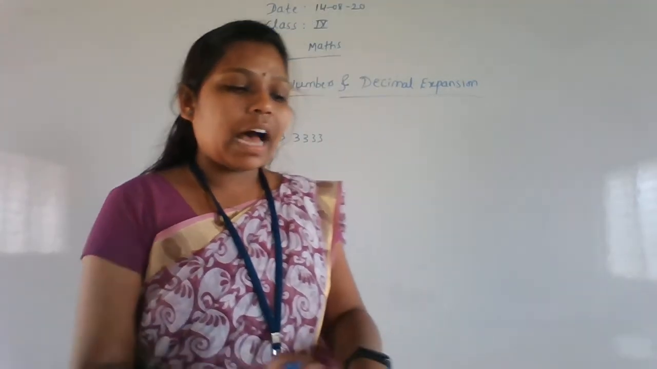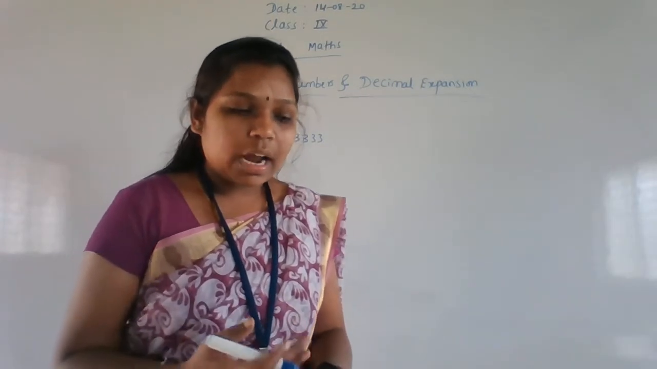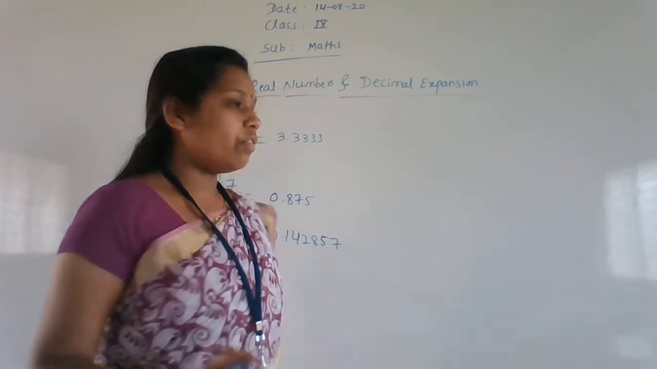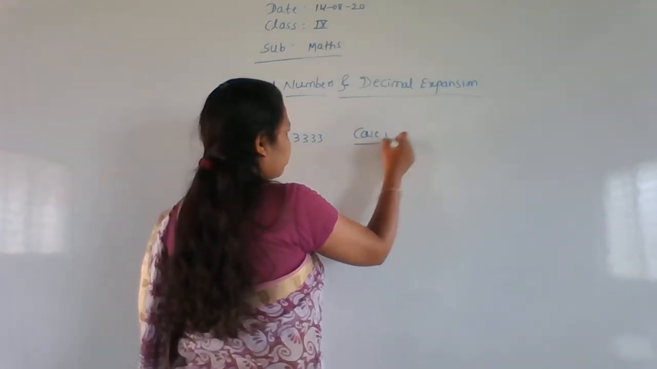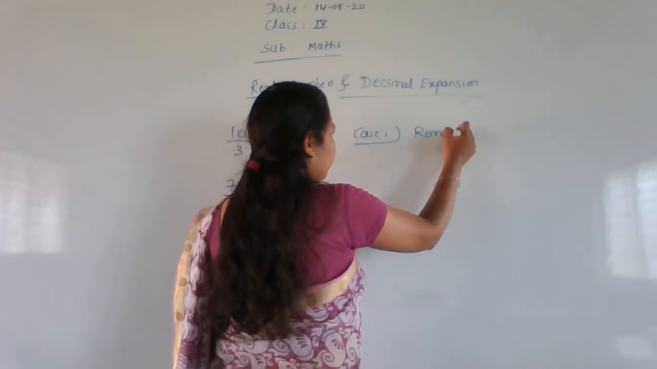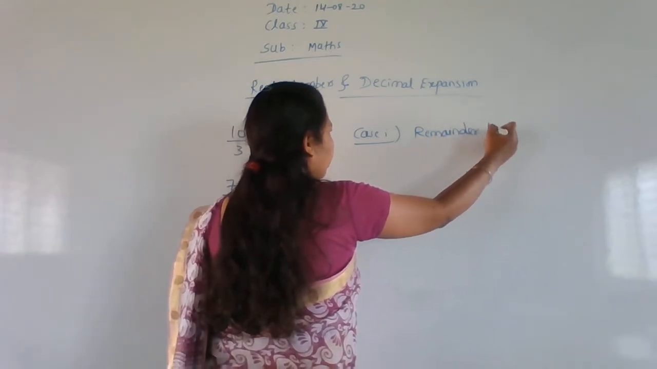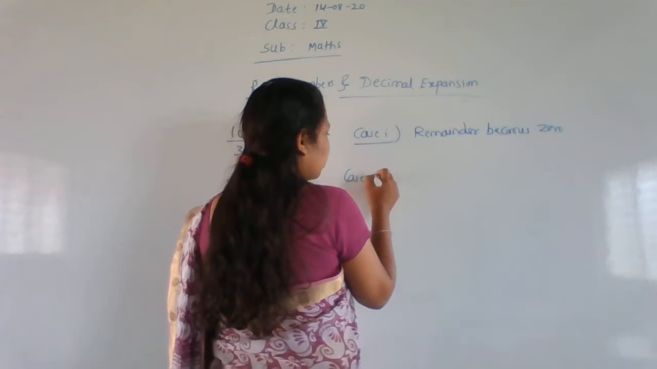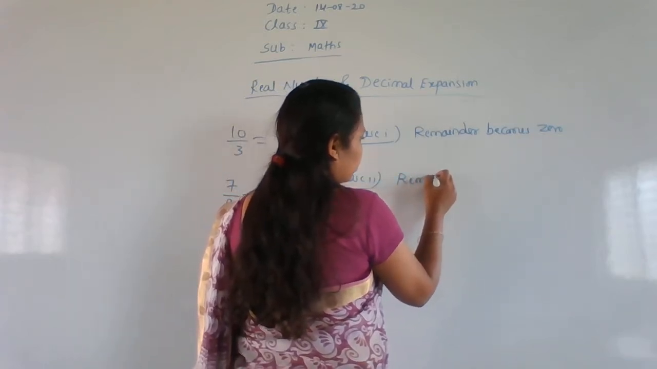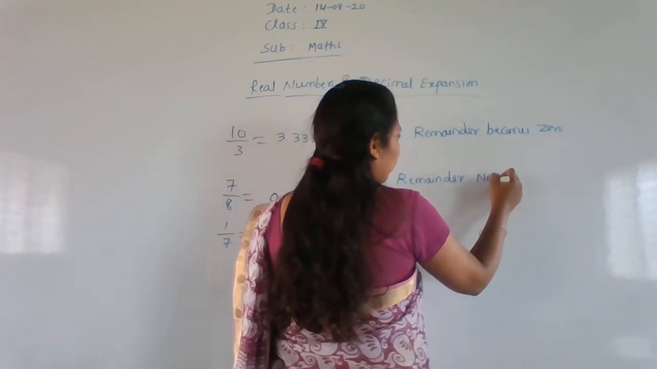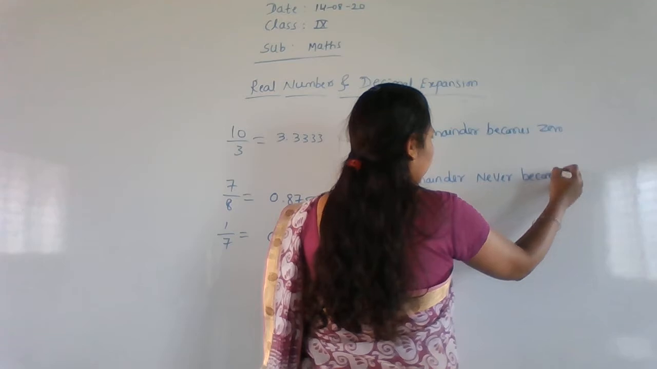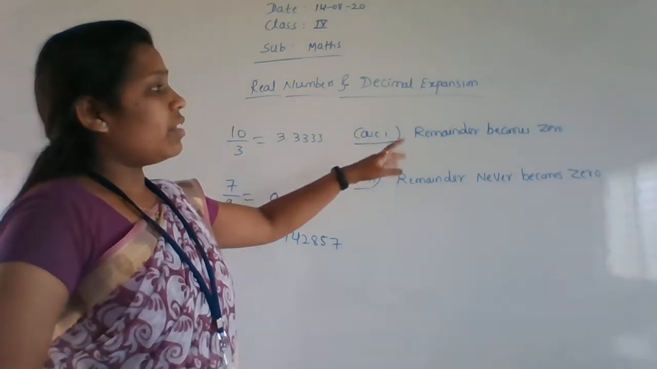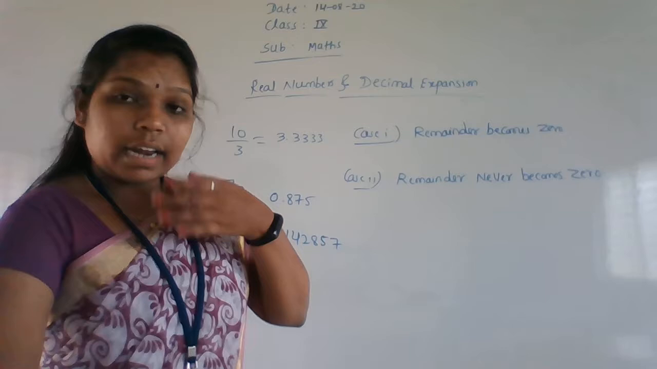So we have case 1, where the remainder becomes 0, and case 2, where the remainder never becomes 0. These are the two possibilities. First case is the remainder becomes 0, and the second is the remainder never becomes 0.